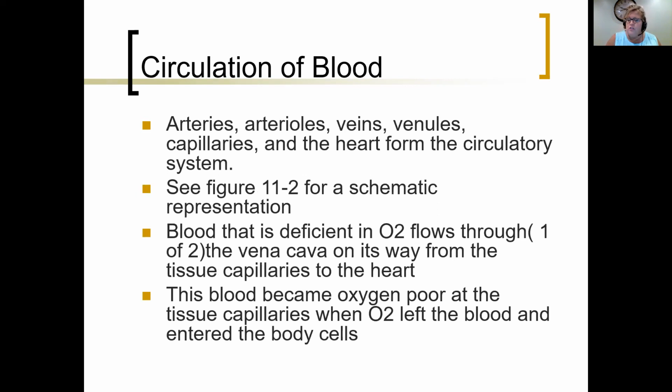The blood that is rich in oxygen is colored red. The blood that is poor in oxygen is colored blue. So you can see as it leaves the heart through the arteries, it's oxygen rich. And when it gets to the tissue capillaries, that's where the exchange of oxygen and carbon dioxide takes place. That is where the blood goes from red to blue. It travels back to the heart through the veins when it's oxygen poor to get oxygen rich again.